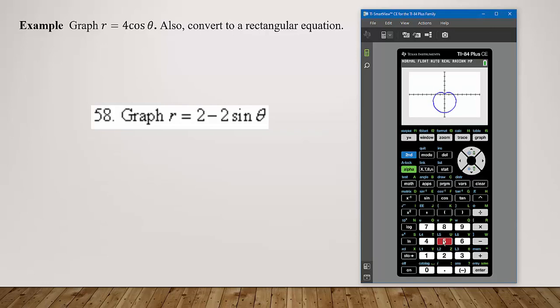Folks, that's called a cardioid, called that because it kind of looks like a heart. So what I'm going to do now is go back to the chalkboard. While the directions in number 58 only ask what the graph is, and we have the graph, I have another question I want to ask about this graph. I basically want to know for what values of theta the graph hits the pole. So let me head back to the chalkboard and finish this off.